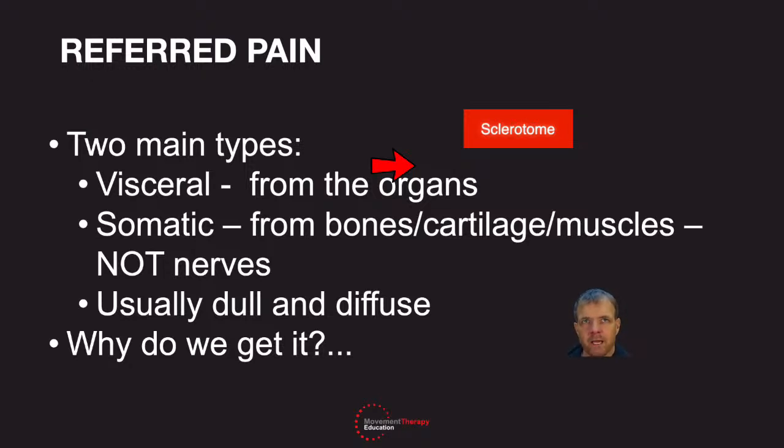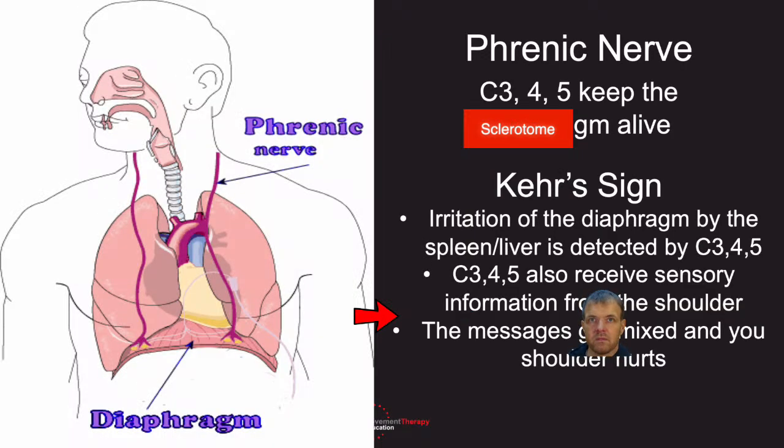Okay, so it's usually dull and diffuse. It's that kind of dull ache, dull pain, and it's not specific, it's spread, which is very similar to tendinopathic symptoms as well. So they look very, very similar. Why do we get it? Well, we get it because of this. So this is a classic one.